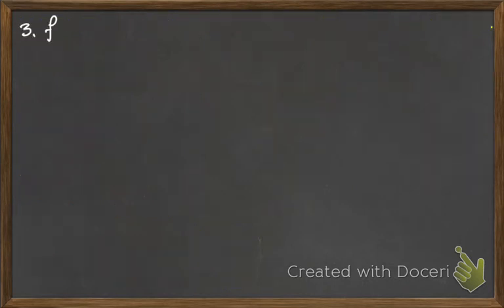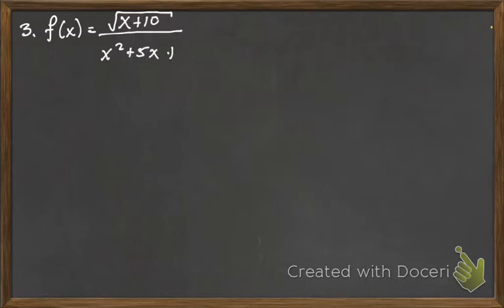Okay. How about f of x is equal to the square root of x plus 10, over x squared plus 5x plus 6. And so we get the best of both worlds. We have a radical, so we set x plus 10 greater than or equal to 0. Solving that, we get x is greater than or equal to negative 10.